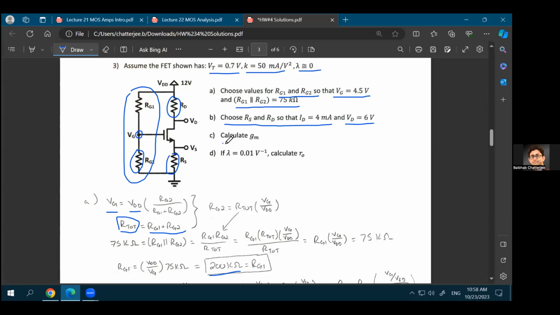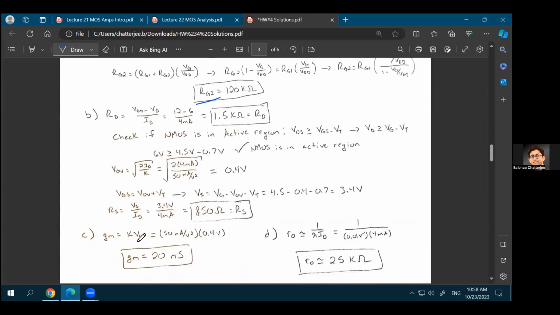The third question, part C, was to calculate GM. That's the transconductance of the device. And you know GM will be equal to K times VOV. Now, while you were finding out the value of RD and RS, you found out what should be VOV from this equation, that VOV equal to square root of twice ID divided by K. And from there, you can find out your VOV. You already know your K. You can find out what is your GM as a multiplication of those two.